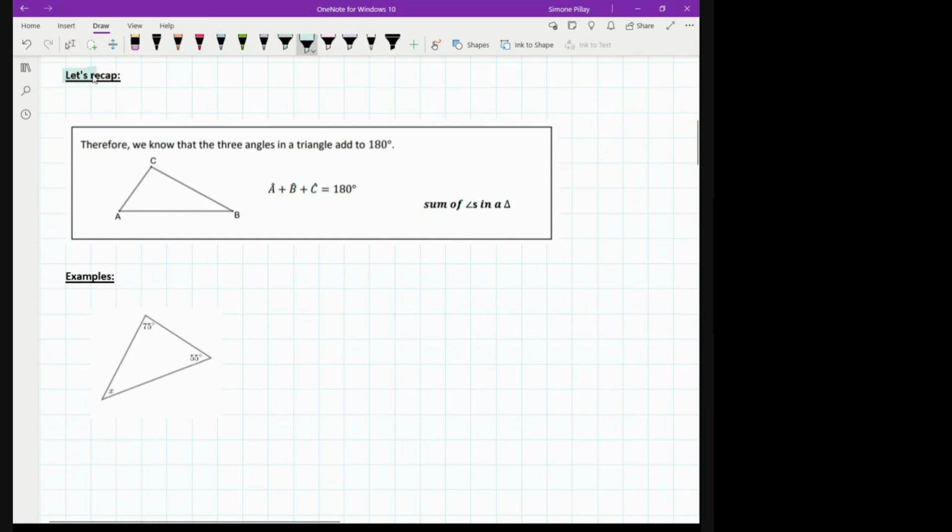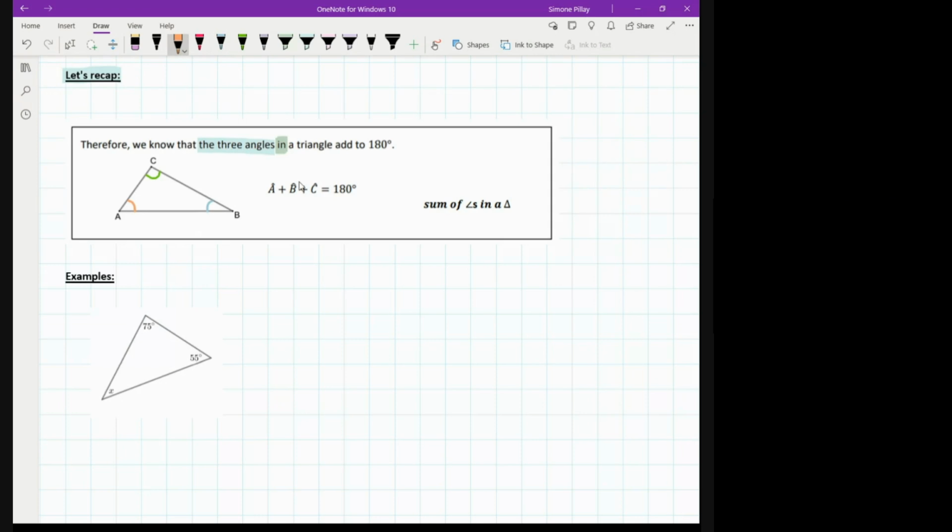We're recapping Tuesday's lesson. We learned that three angles, in other words, the three angles in a triangle. So this is super important. They must be the three angles inside a triangle. And we spoke about what we call those interior angles. So it's the angles inside my triangle. These angles inside my triangle are called my interior angles.